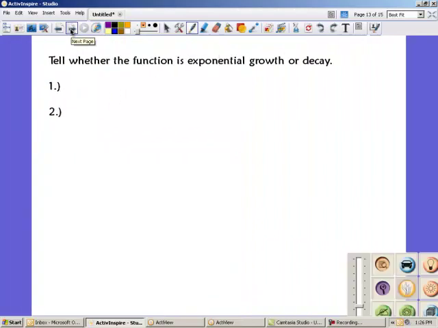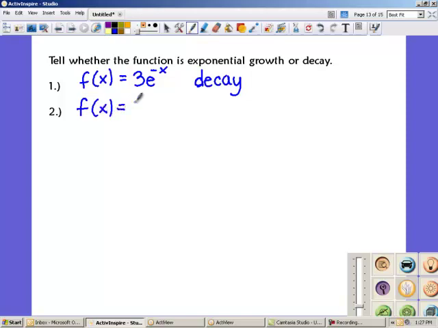Now we need to tell whether the function is exponential growth or decay just by looking at it. And this is very easy. If your exponent on the e is negative, this is going to be decay. So not only should you write decay here, but you should write a note to yourself about the exponent being negative, meaning decay, and if it's positive, meaning growth. So if we look at the next problem, is this decay or growth? This exponent here is positive, so it's going to be a growth.